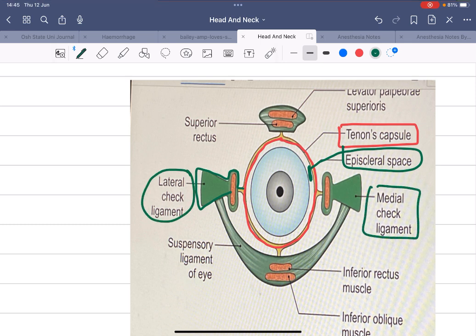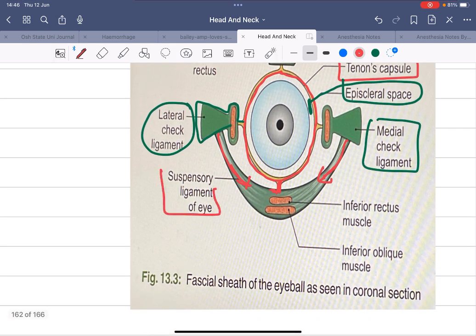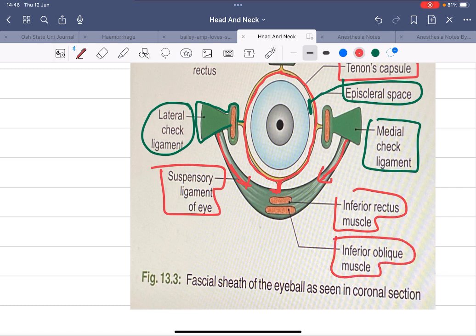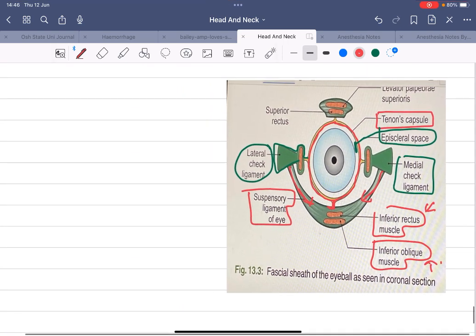Lower part of the Tennant's capsule, it is thickened, and it is now forming the suspensory ligament of the eye, also known as suspensory ligament of Lockwood. Okay, so it is expanded in the center and narrow at extremities. It also supports the muscles of the eyeball. Okay, so it is formed by the union of the margins of the sheath of the inferior rectus and inferior oblique muscle also. Okay, so these are the fascias in relation to the eye.